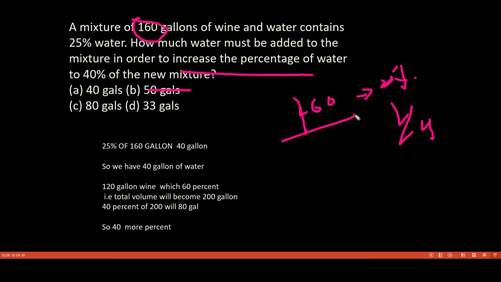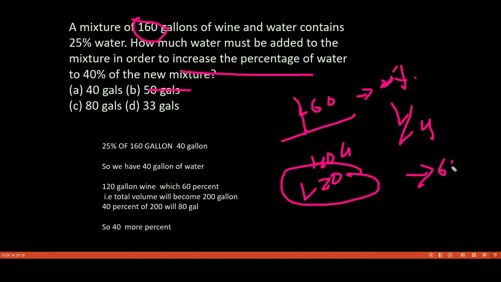And what is 1 by 4th of 160? It is 40 gallons. So we know the water is 40 gallons, so wine is 120 gallons. And how much water must be added to the mixture in order to increase the percentage of water to 40% of the new mixture? So 120 is 60%, because now we want the water to be 40%. So 60% of 200 is 120.